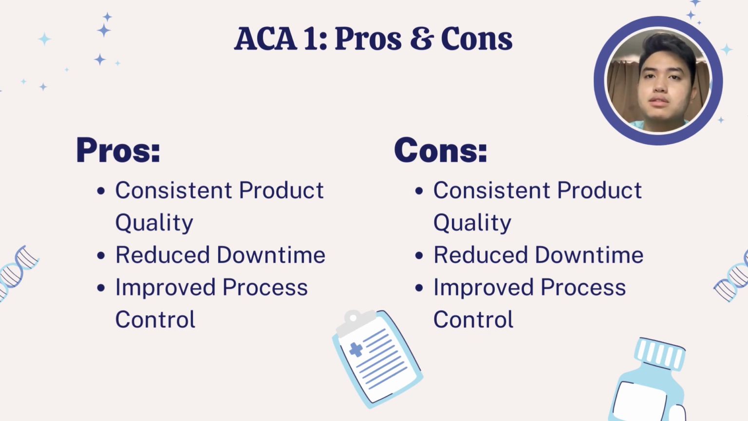By planning replacements, the company can avoid unexpected machine failures and the associated downtime. And last is improved process control. With a well-maintained machine, the process is more likely to stay within control limits, enhancing overall production efficiency.